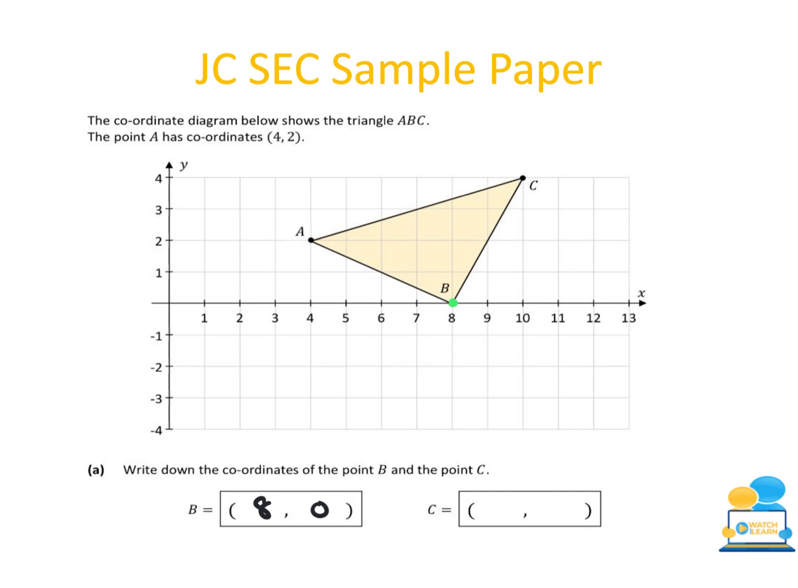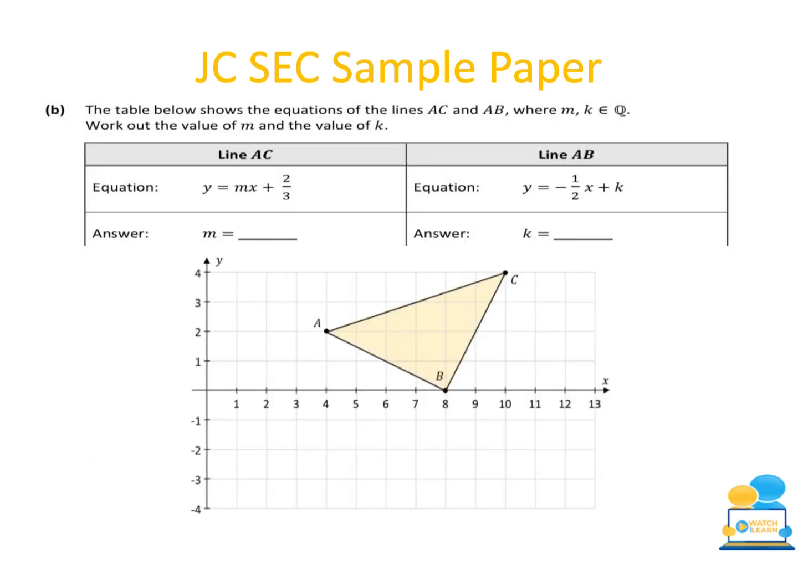C, on the other hand, is 10 on the x-axis and 4 on the y-axis, giving us the coordinate 10, 4. So again, just like the last 2 exam questions, part A, very easy, just asking us to find out what the coordinates are from the diagram.